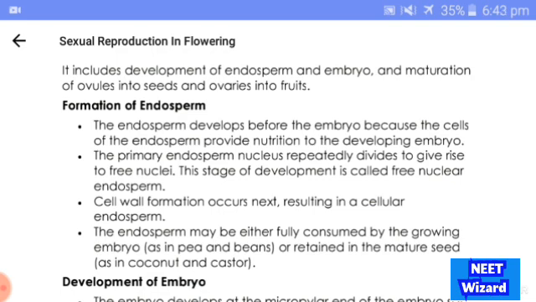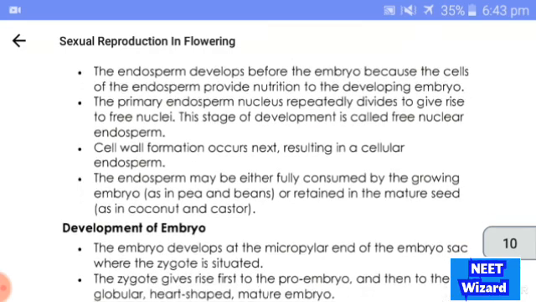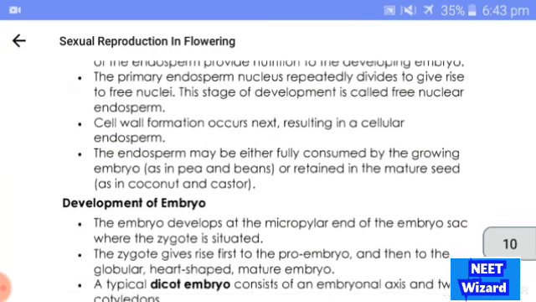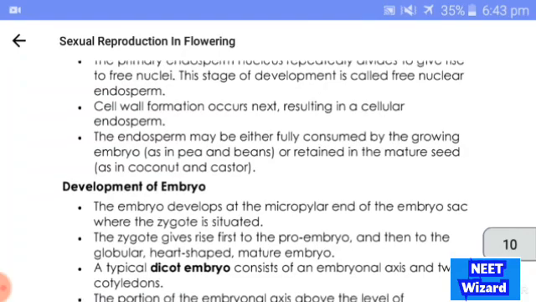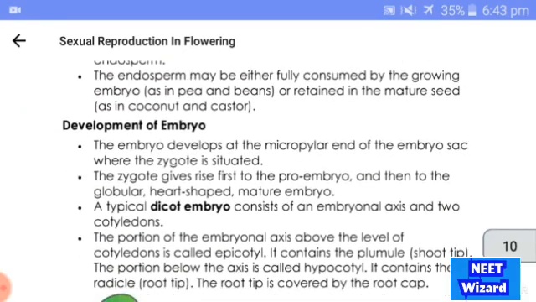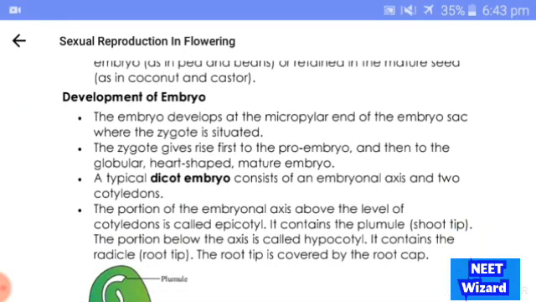Cell wall formation occurs next, resulting in a cellular endosperm. The endosperm may be either fully consumed by the growing embryo as in pea and beans, or retained in the mature seed as in coconut and castor. Development of embryo. The embryo develops at the micropylar end of the embryo sac where the zygote is situated. The zygote gives rise first to the proembryo and then to the globular, heart-shaped, mature embryo.